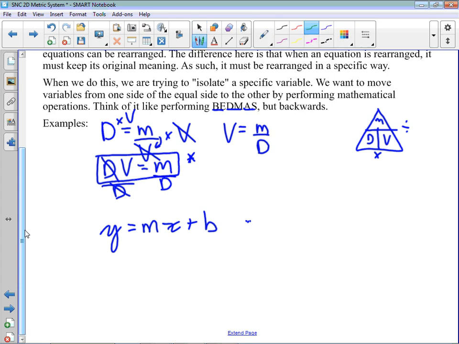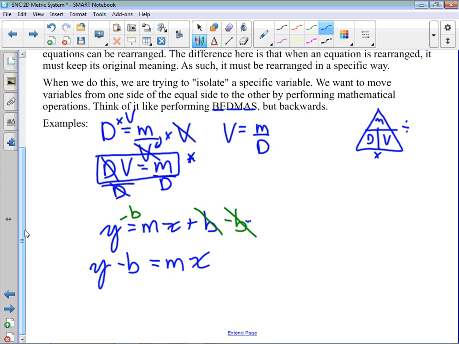I'm going to put this in green here. So I'm going to subtract b on both sides. I'm going to have y minus b on one side, and I'm going to have mx plus b minus b on the other. And you'll see that the b minus b gives you 0. So they essentially cancel each other out, and what you're left with is y minus b equals m times x.